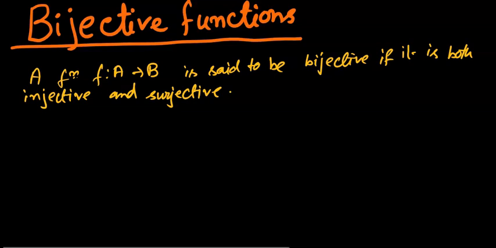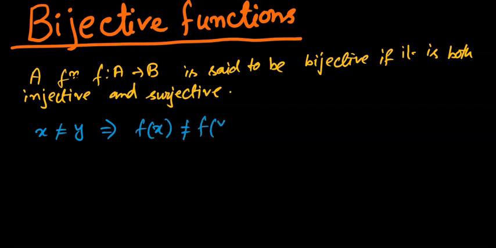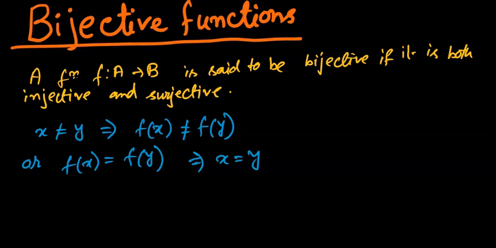So what do we mean by injective? When a function is injective, x not equal to y means f(x) not equal to f(y), or f(x) equal to f(y) means x equal to y. These conditions mean the function is injective.